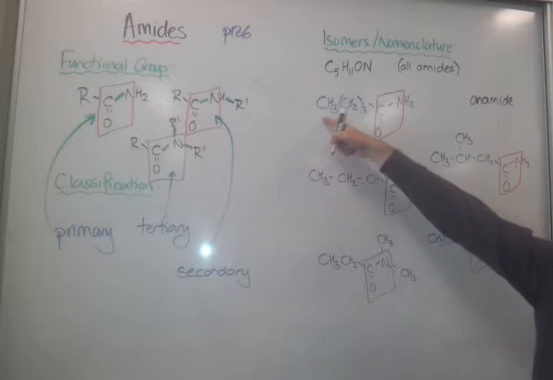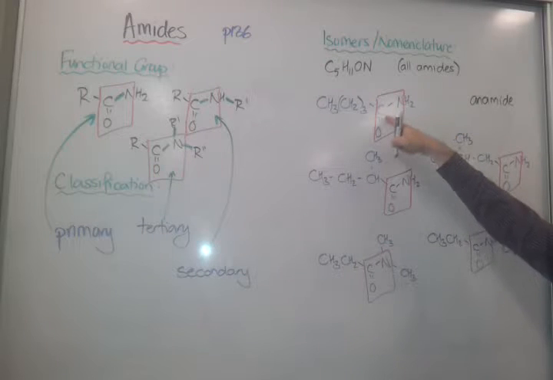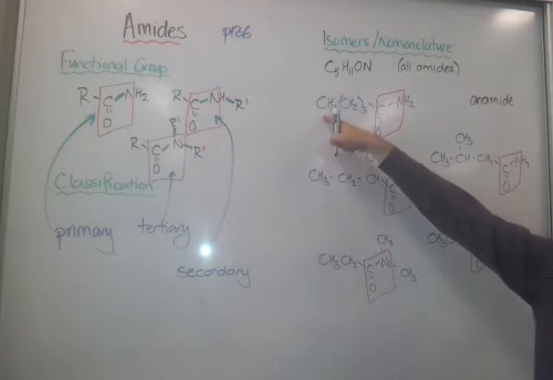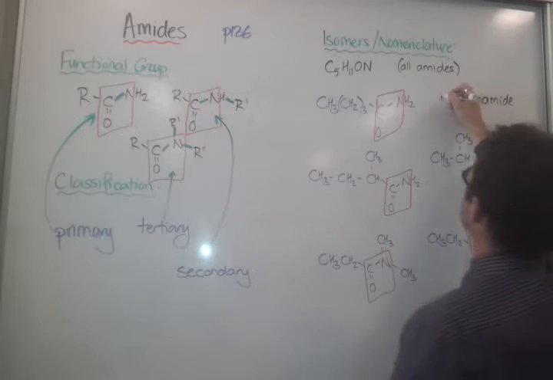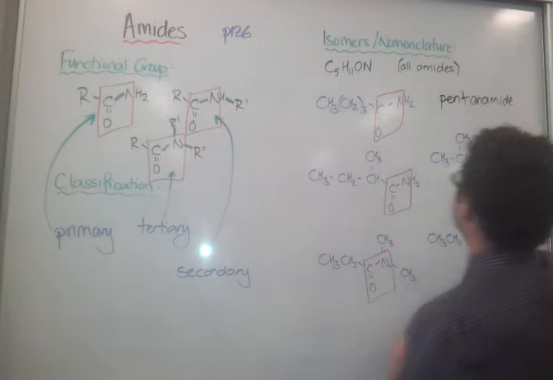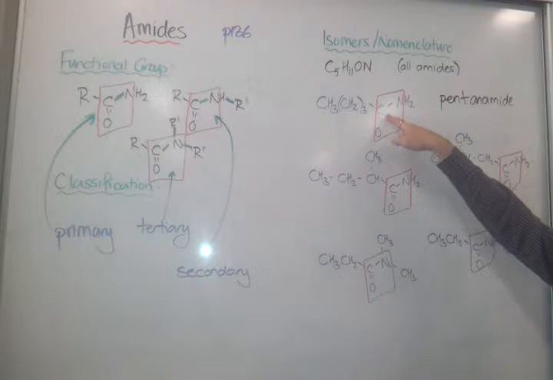And it's got its biggest carbon chain, including that carbon. Don't forget that one. Biggest rookie mistake for amides: don't forget the carbon with the functional group on it. So 1, 2, 3, 4, 5 carbons, pentanamide. Now you don't need to put a number because, just like carboxylic acids and acyl chlorides, this is the number 1 carbon.